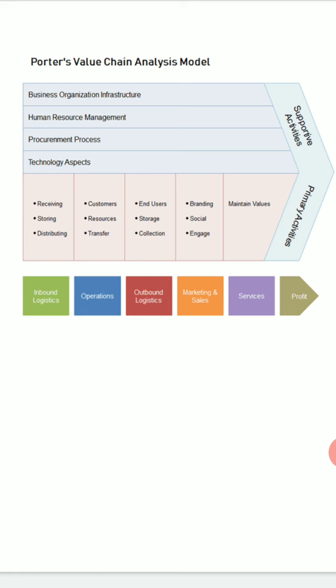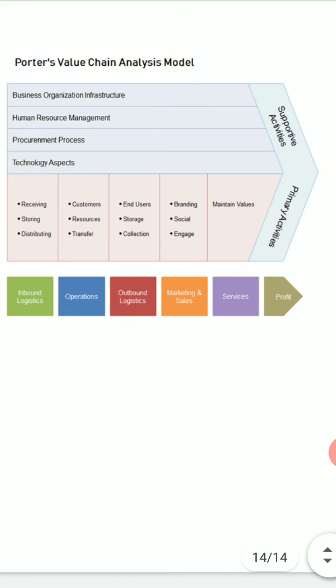So here, with the end of this Porter's value chain analysis model, we are coming to an end of this particular unit, that is unit number 3.